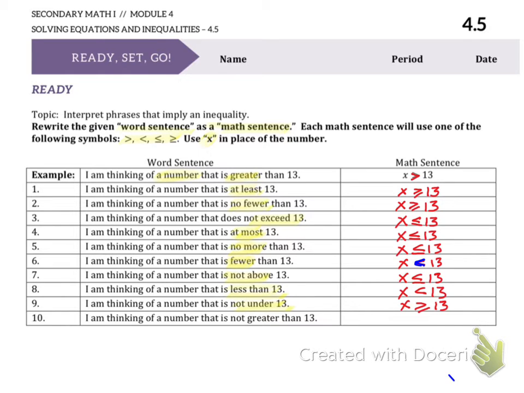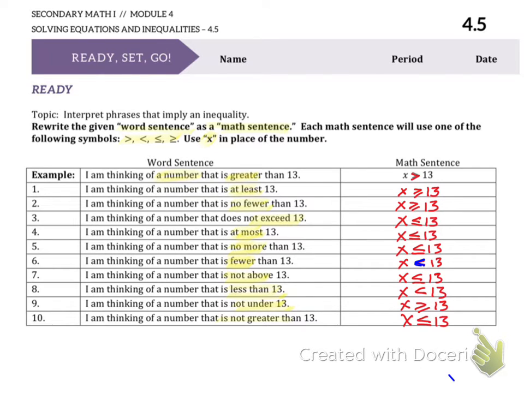Now I'm thinking of a number that's not greater than 13. If it is not greater than 13, it means it has to be less than 13, and since it's not greater, it could also be equal to 13. So I could write x is less than or equal to 13. That's my answer. All right, so let's move to the next question.